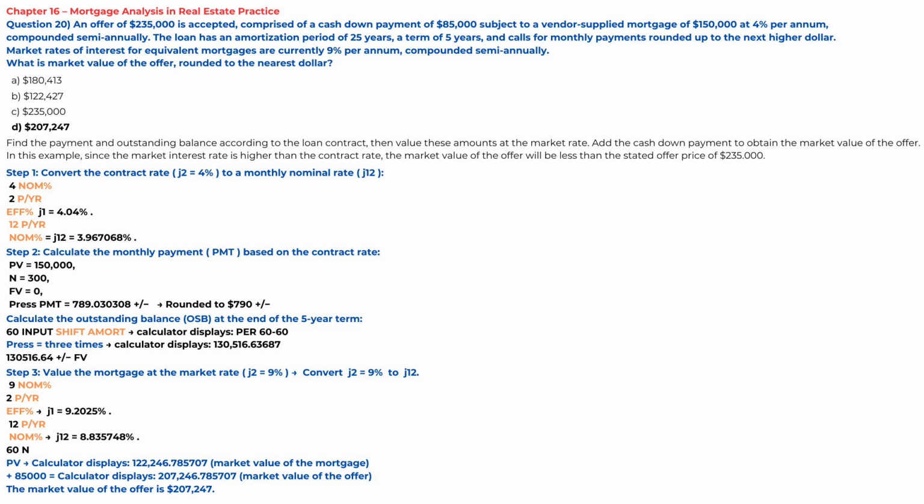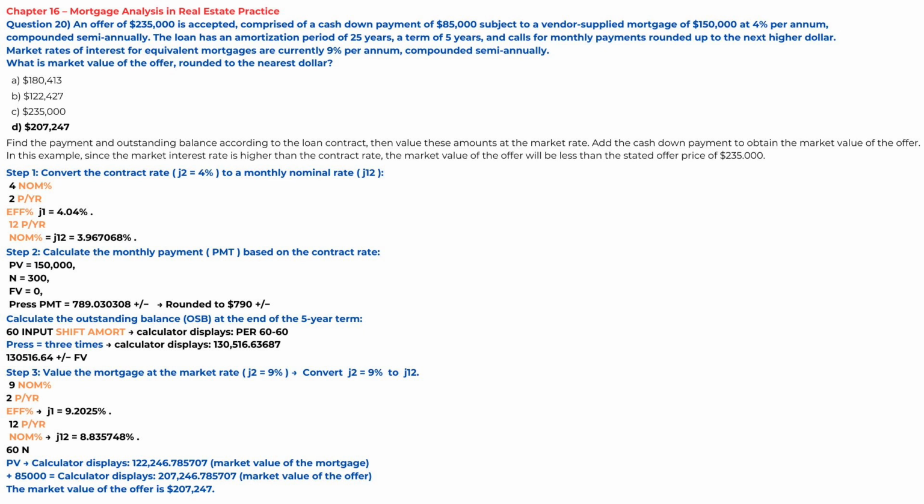Question 20. An offer of $235,000 is accepted, comprised of a cash down payment of $85,000, subject to a vendor-supplied mortgage of $150,000 at 4% per annum, compounded semi-annually. The loan has an amortization period of 25 years, a term of 5 years, and calls for monthly payments rounded up to the next higher dollar. Market rates of interest for equivalent mortgages are currently 9% per annum, compounded semi-annually. What is the market value of the offer, rounded to the nearest dollar?